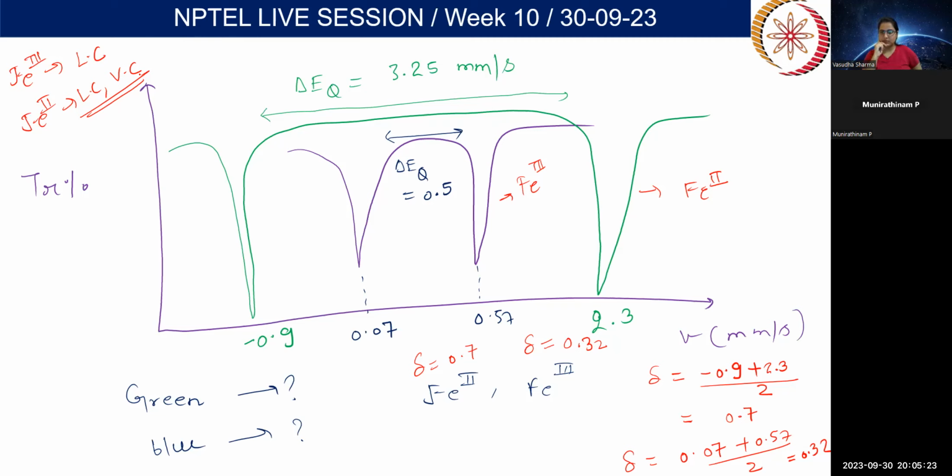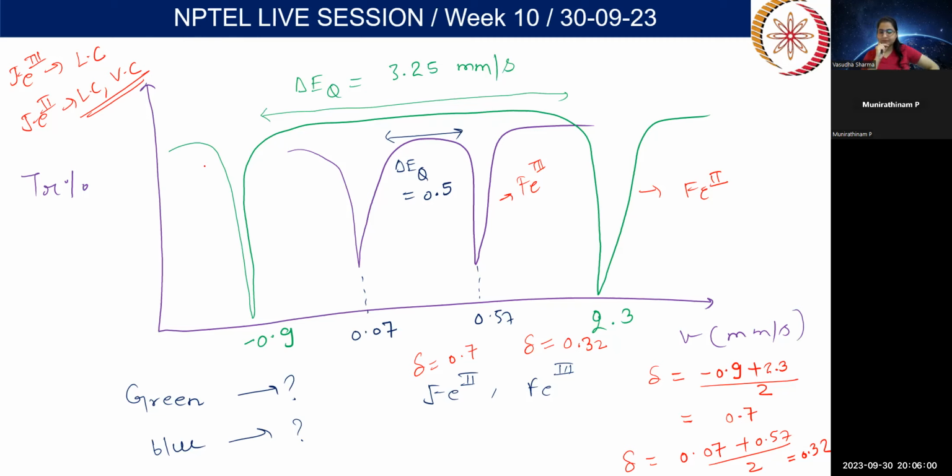3.25. So with more splitting, we can see that the green trace has more splitting, that is, more distance. That appears when both parameters exist, or only one parameter exists. In Fe plus 2, both parameters are available, that is lattice contribution and valence contribution. So it has a large electric field gradient quadrupole splitting.